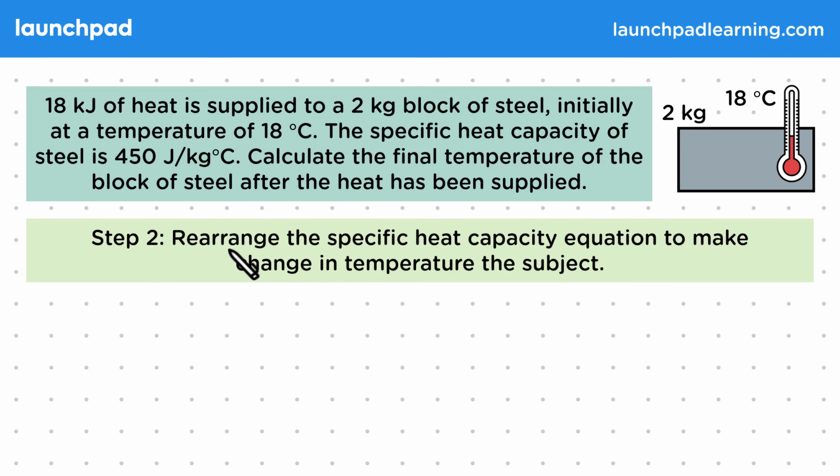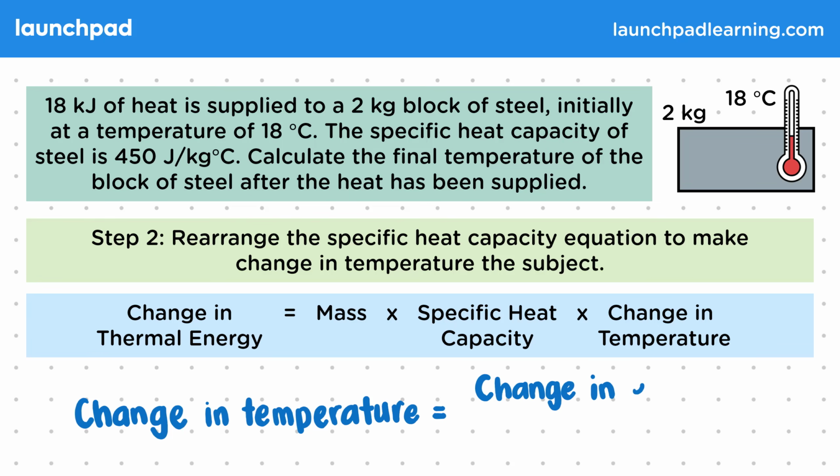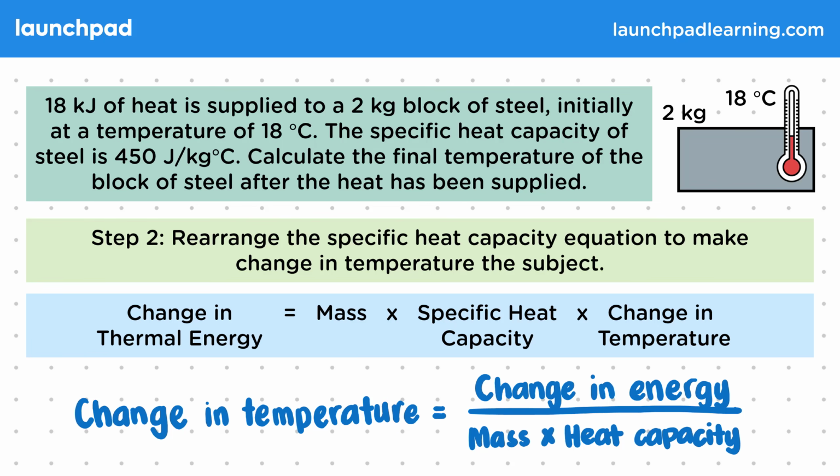For step 2, let's rearrange the specific heat capacity equation to make change in temperature the subject. We'll have to rearrange this algebraically instead of with a formula triangle, but we can do that simply by dividing both sides of the equation by mass and specific heat capacity. And that gives us change in temperature is equal to the change in energy divided by the mass multiplied by the specific heat capacity.